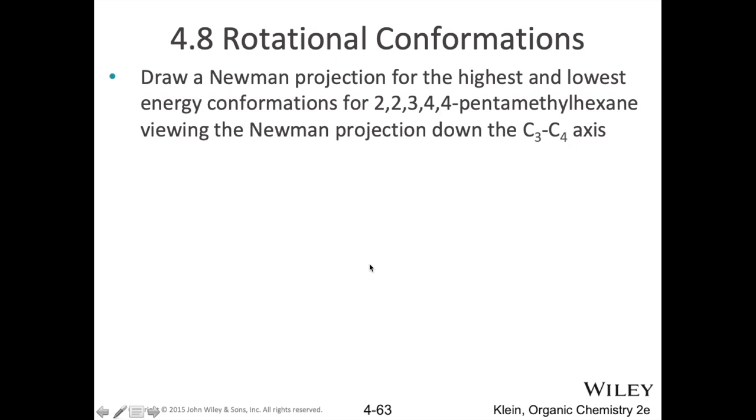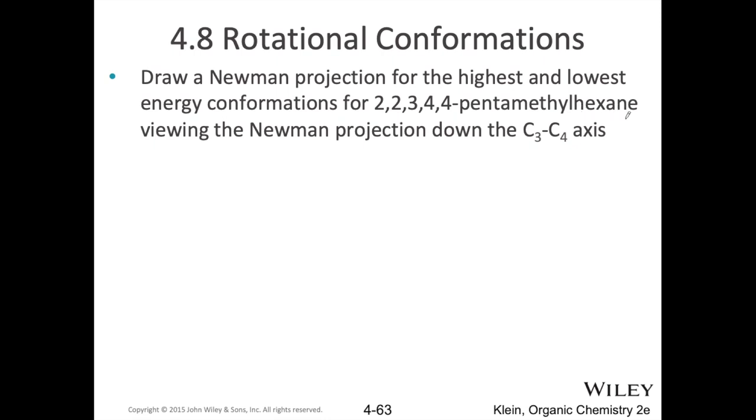All right, let's practice this. Go ahead and try drawing a Newman projection for this molecule. I recommend first trying to draw the molecule, and then look at carbons 3 and 4, and imagine that you're looking down that axis. If you can, pause this video and try that out, but if you are having trouble seeing that, let's draw that molecule out really briefly.